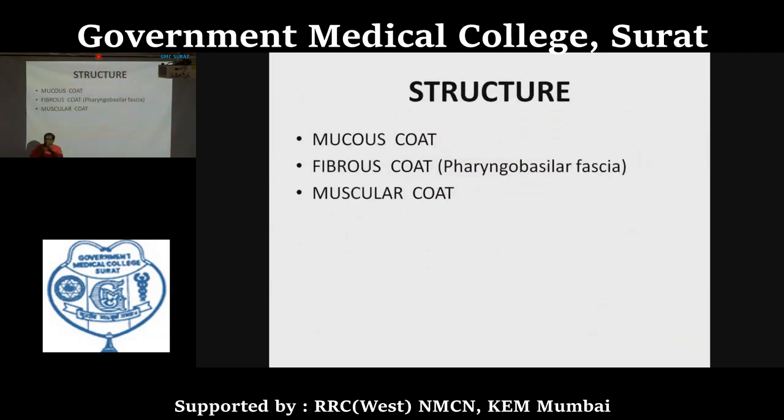Once again, the point of discussion at this moment is the structure of the pharynx. What are the basic layers? Basically there are three layers. The innermost is the mucous coat, lined by epithelium, and the epithelium is different at different parts. In the nasopharynx it's ciliated columnar epithelium, while in the oropharynx as well as the laryngopharynx it's stratified squamous. Outside this mucous coat there is a fibrous coat, known as the pharyngobasilar fascia, and this fibrous coat is thin, but demands a special description at two sites.